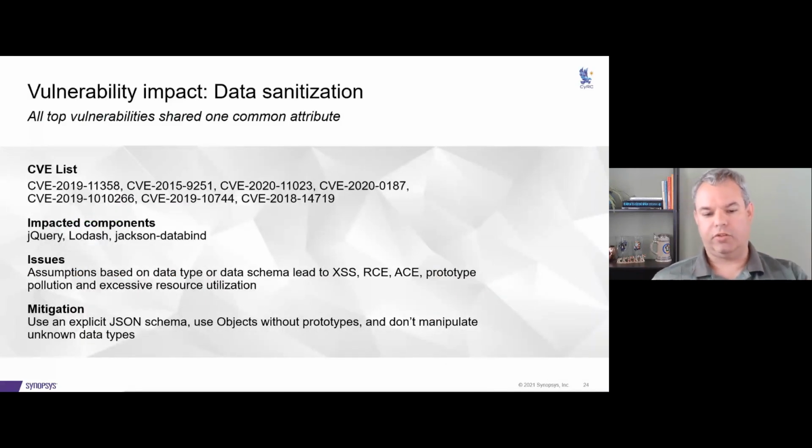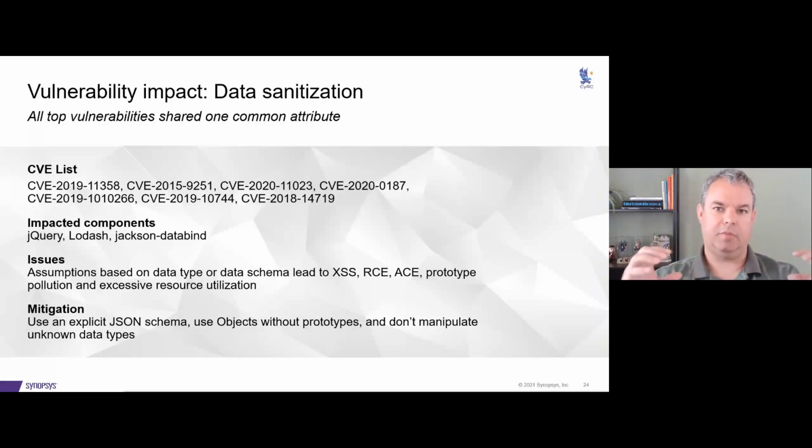Now, I mentioned those set of vulnerabilities, the ones that were super critical. If we peel them back, what we find is that they all share the common attribute of being related to data sanitization. So all of the CVEs, 2019-11358, all the way through to my favorite, 2019-10744, and a few others thrown in for good measure, they impact jQuery, Lodash, and Jackson databind. In fact, CVE-2019-10744 is a Lodash issue, and it represents the 6th, if I remember correctly, 7th attempt to fix a prototype pollution issue.